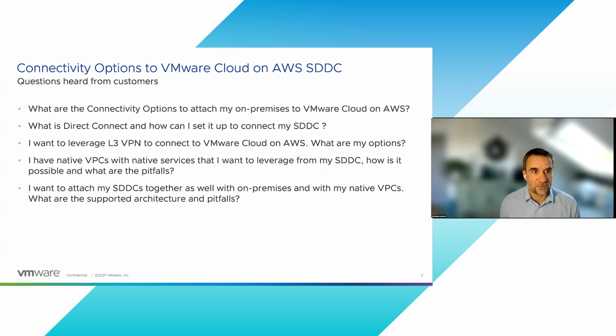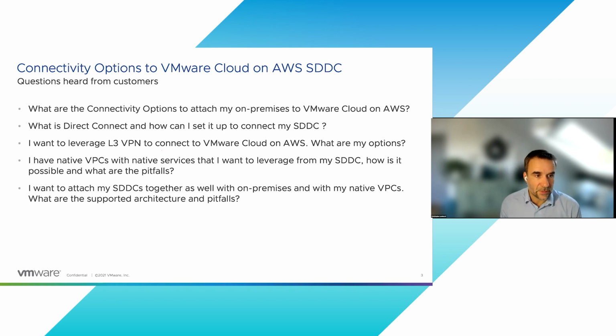This is an interesting session today because what we're going to be doing is sharing with you some of the questions we heard from our customers. Pablo and I mainly agreed that this is the kind of question we hear from our customers on a day-to-day basis. One of the first ones is: what are the connectivity options to attach my on-premises to VMC on AWS? So, a very open question. There are a lot of answers to that one. We're going to be trying to give a short answer to that one.